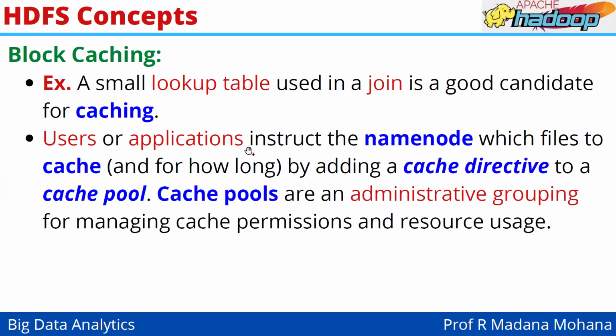Users or applications instruct the name node which files to cache and for how long by adding a cache directive to a cache pool. Cache pools are an administrative grouping for managing cache permissions and resource use.